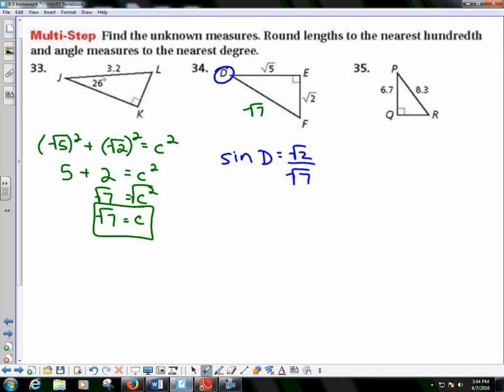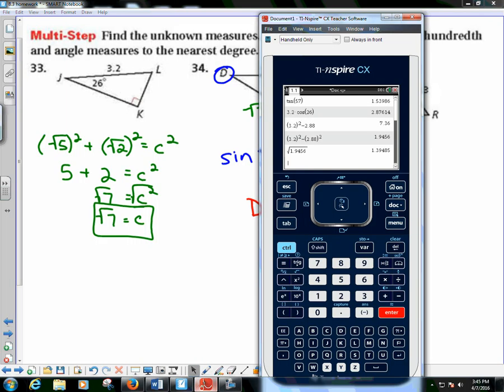All right, I don't know what D is. I need to go to my calculator and ask my calculator which angle would give me the ratio of the square root of 2 over the square root of 7. So what I'm going to do is rewrite this next line. Next line will say D equals sine inverse of the square root of 2 over the square root of 7. So that's what I need to go to my calculator and type in.